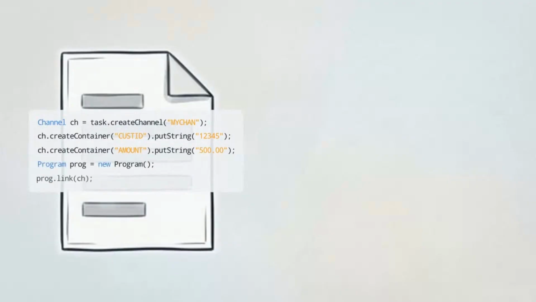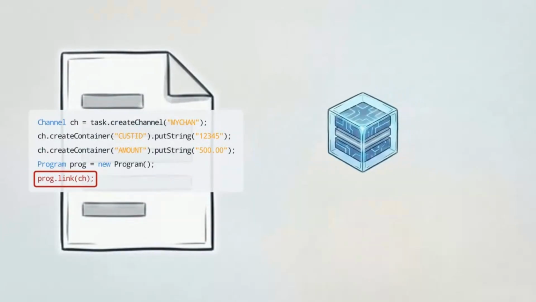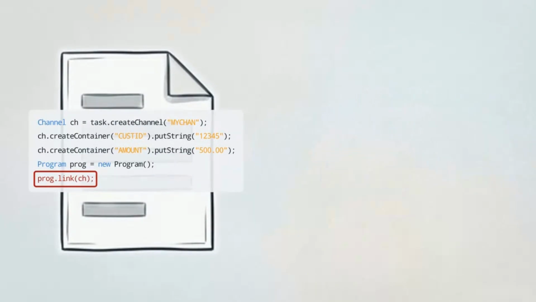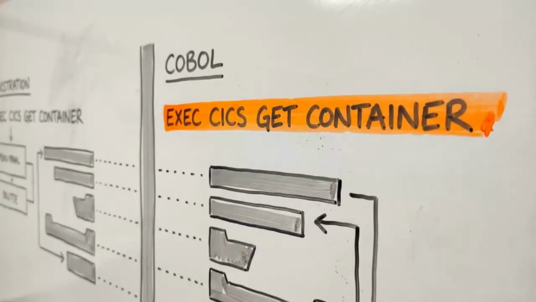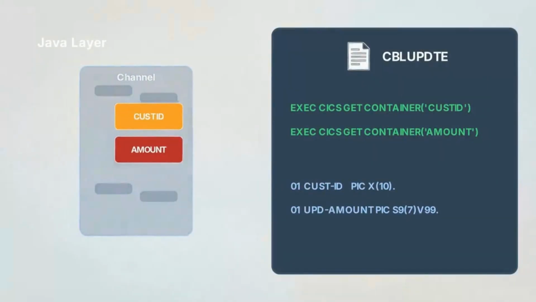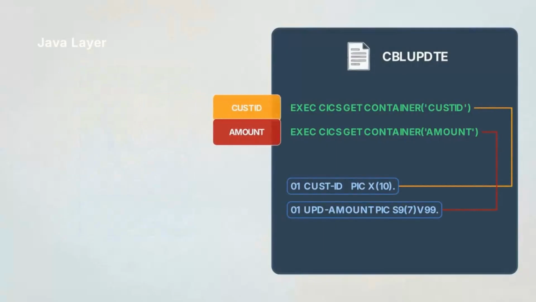With the data packed, the Java application initiates the execution trigger. It uses the program.link method, passing the channel object and directly targeting the legacy COBOL receiver program by its exact name. On the other side, the COBOL program wakes up. It uses EXEC CICS GET CONTAINER commands to open the channel and extract the payload from the Java layer, pulling the customer ID and amount straight into its own variables.